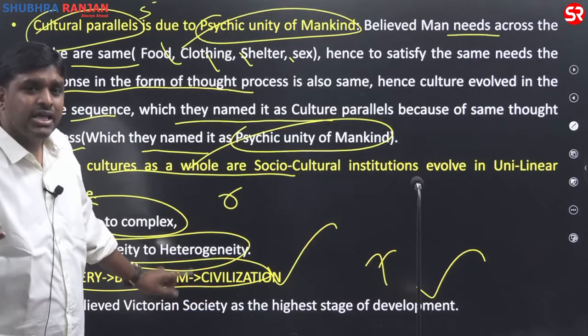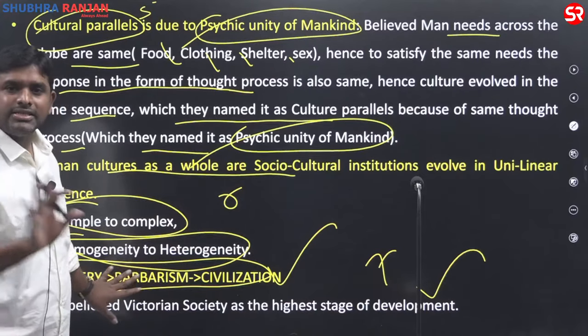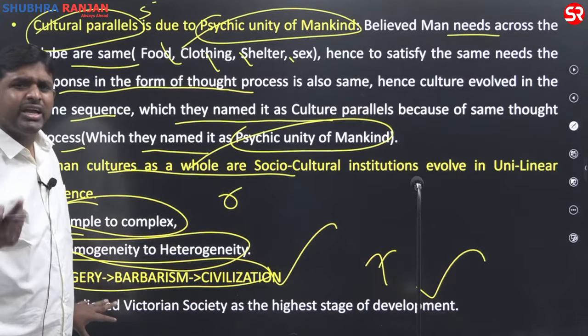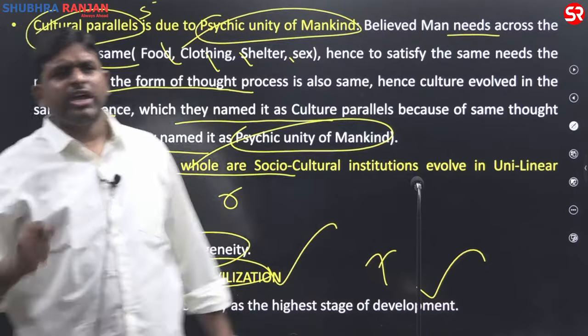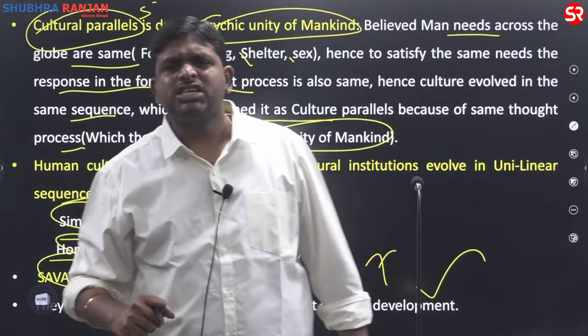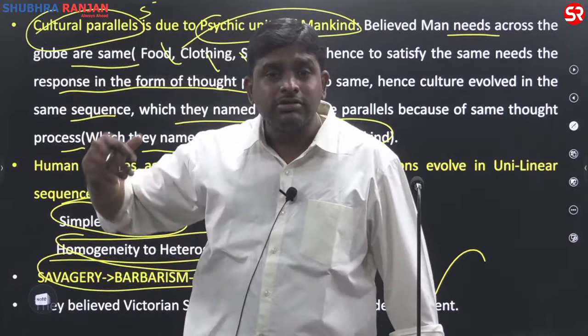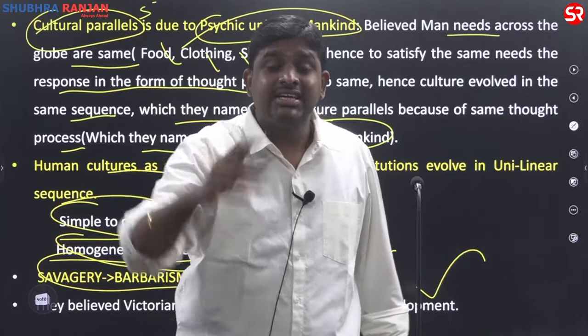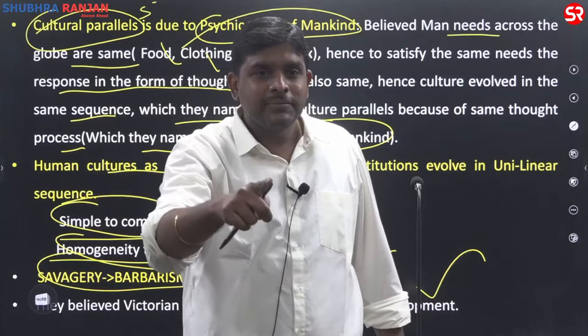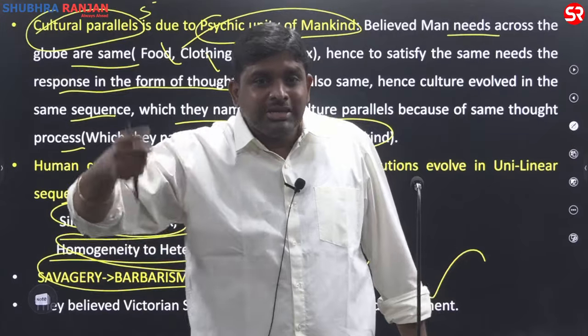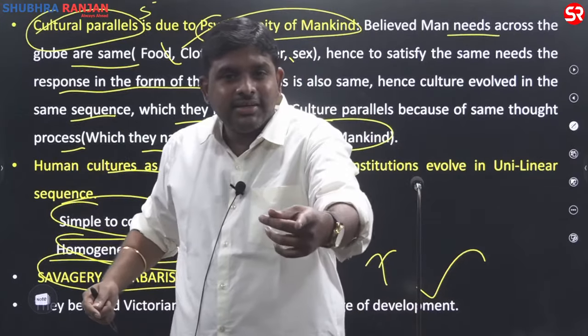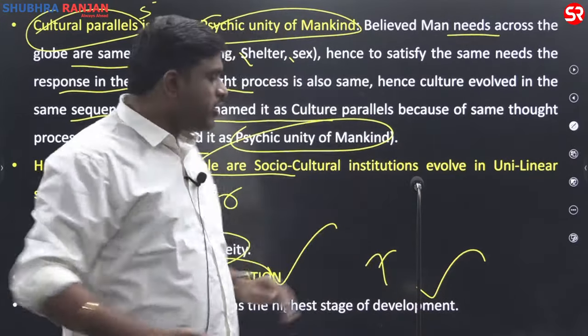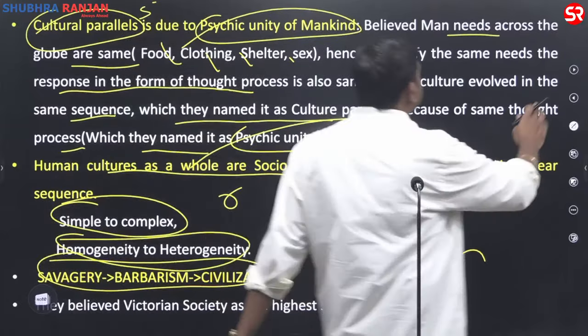This was criticized, but however, that is the seventh contribution. Why did they criticize? Sir, why should I say that Victorian society is the highest stage of development? There are other societies also. Some anthropologists criticized it. Hence, the next school. I said chronology, hence criticize it. Next school. So the seven contributions are from this particular school.